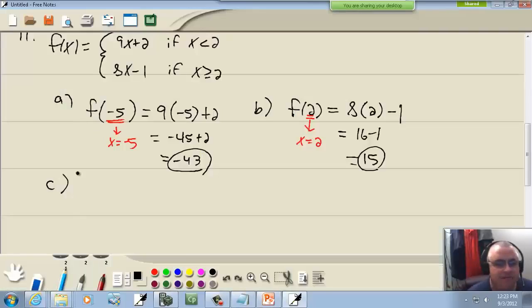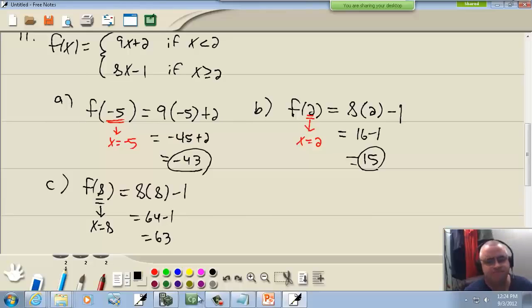And we're finding f of 8. Okay. Again, the number inside the parentheses here is your x, so x is 8. We're coming over here to conditions. Is 8 less than 2, or is 8 greater than or equal to 2? Well, it's greater than 2, isn't it? So it's going to fall in our second piece. So we'll plug the 8 into the 8x minus 1. That gives us 64 minus 1, or it gives us 63.